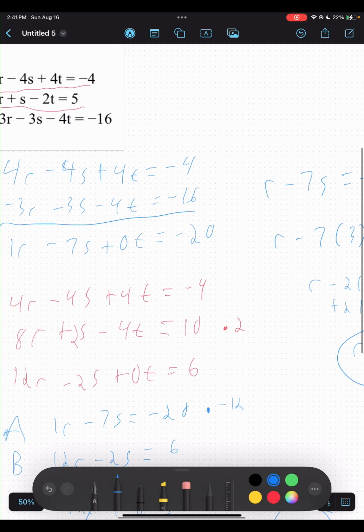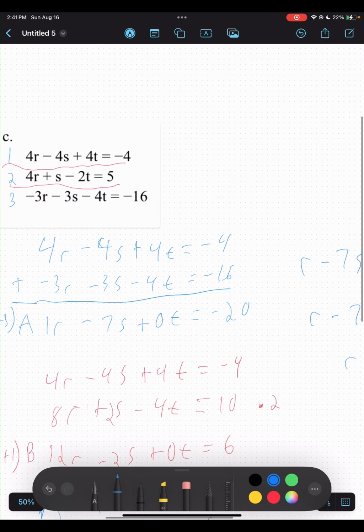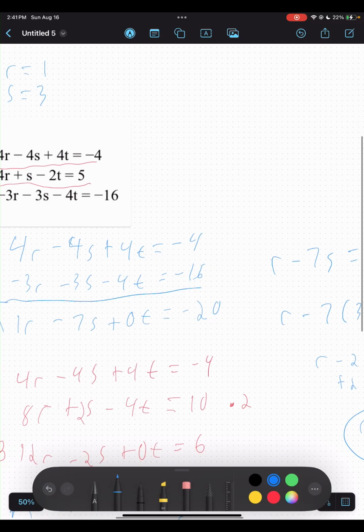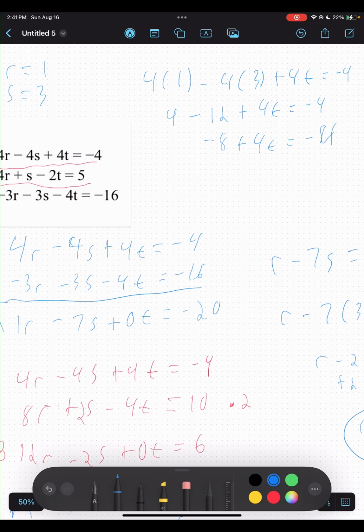Now finally we have one last step. Let's just go back to one of our original equations. Since we know that R equals 1 and S equals 3, we could just plug them into any of these. I'll just do the first one, doesn't matter. That's 4 times 1 minus 4 times 3 plus 4 times t equals negative 4. 4 times 1 is 4. 4 times 3 is 12. 4 times t is 4t equals negative 4. 4 minus 12 is negative 8 plus 4t equals negative 4.